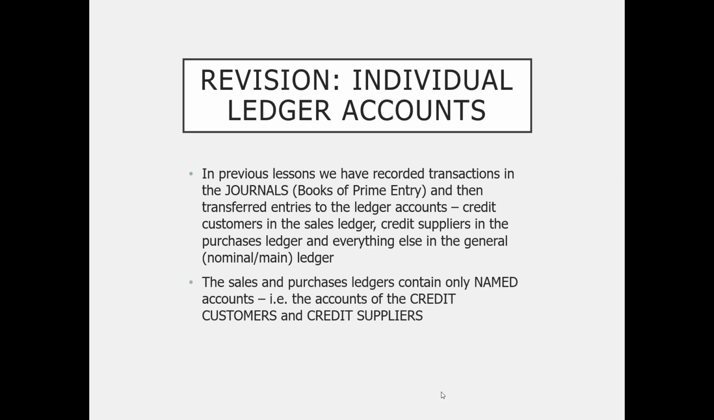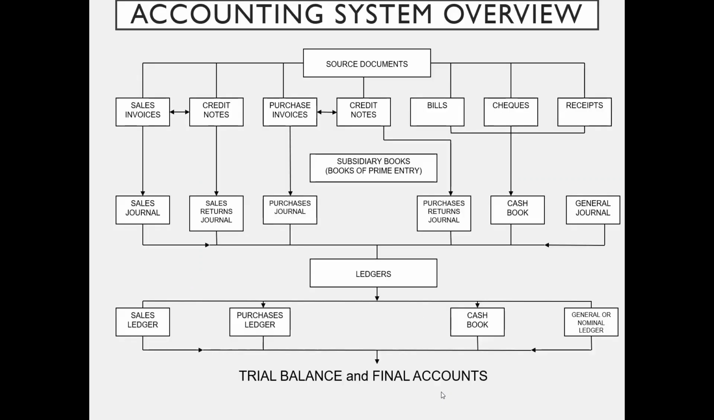So in the purchase ledger, it's the named accounts of suppliers. In the sales ledger, it's the named accounts of credit customers. So credit customers, credit suppliers are contained in those ledgers. And this is just a reminder of the entire accounting system. So if you remember, we start with source documents.